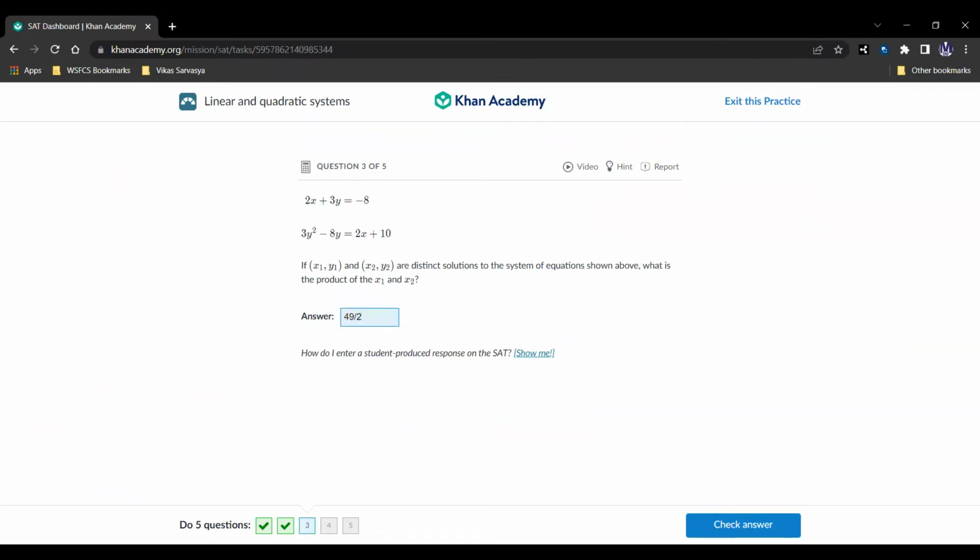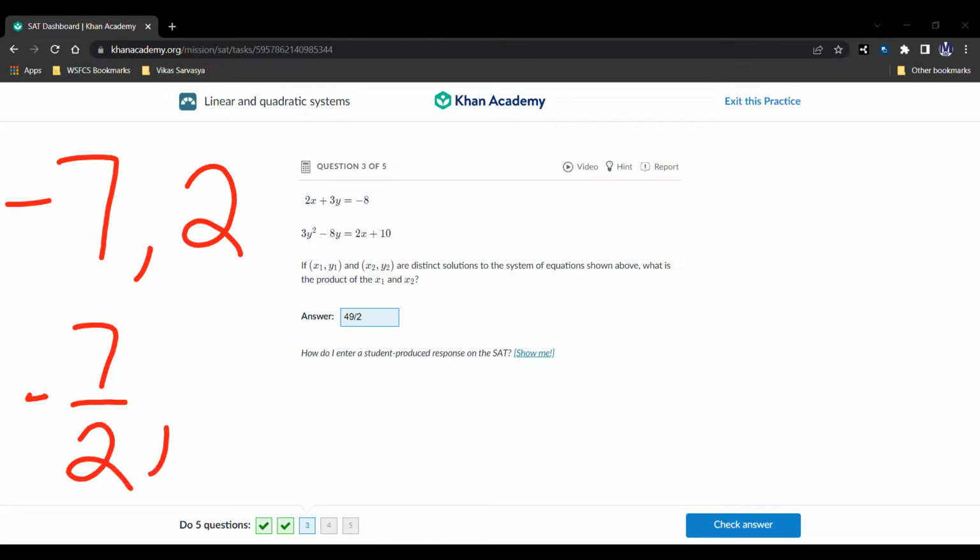Now this does seem to be a kind of odd answer since it's a fraction, but let's just make sure that this actually works, right? So our first one was negative 7, and that went with 2, and the second one was negative 7 halves, which went with negative 1/3. So we already checked those in the first equation. Now we're going to check them for the second equation.